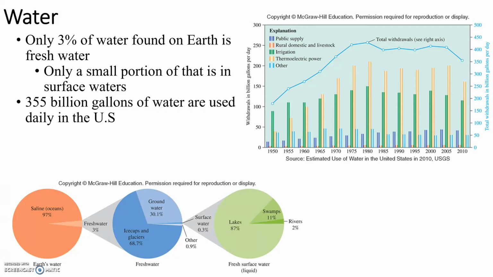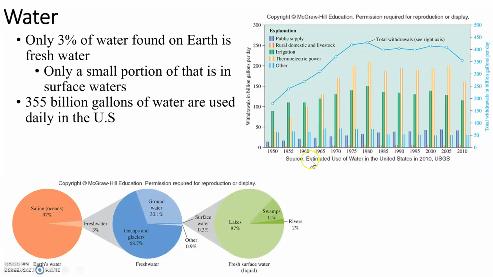Of surface water, we find this in lakes, swamps, and rivers. So only a small portion of the water that we have on the earth is in a form that we can use. And we use a lot of water. So over 355 billion gallons of water is used a day in the US.